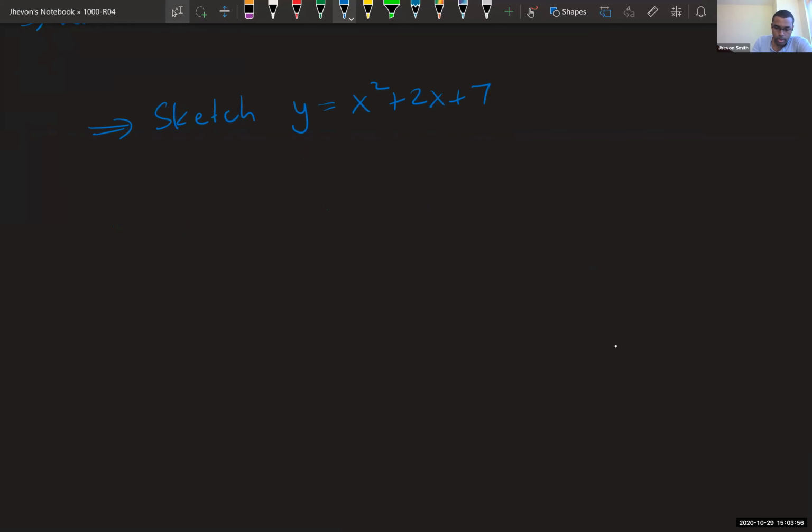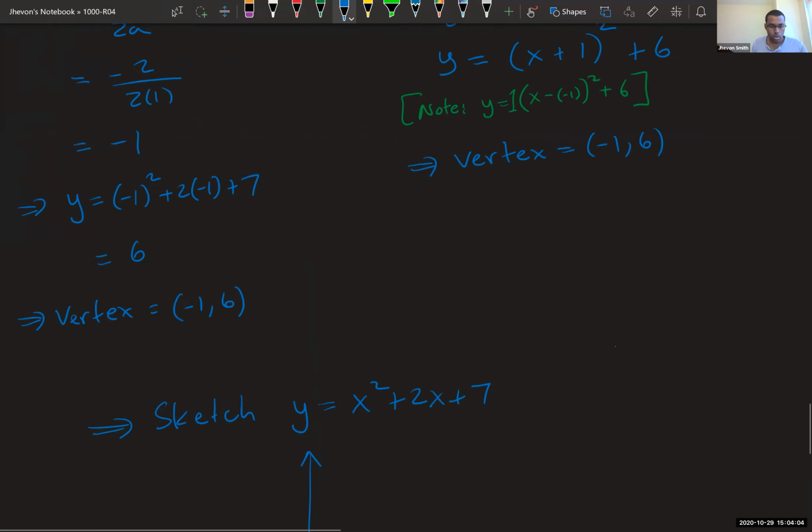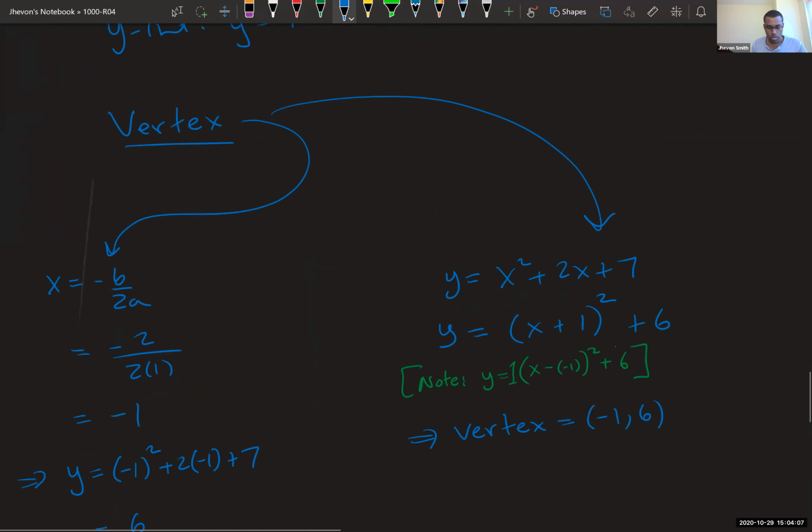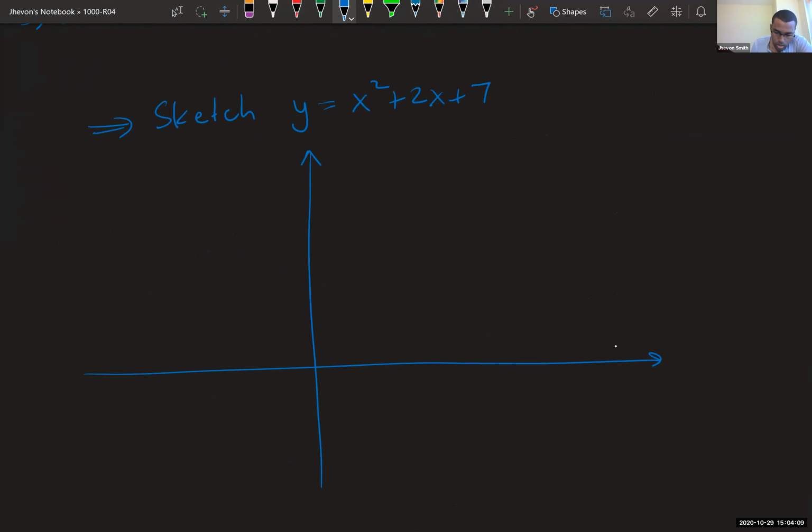you can draw a picture. So we have this, our y-intercept was 7. So let's just put a point over here, call that 7. And now I just found the vertex. The vertex is at, say, 6, comma, -1. So that's the vertex. And so now I know that this graph should open like that. And so that's going to be the picture.